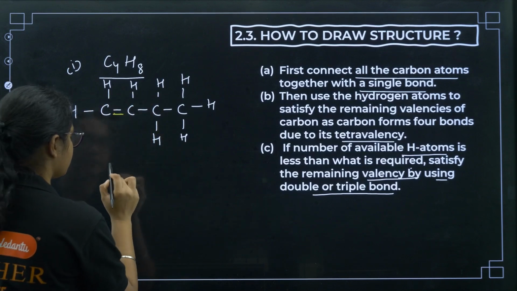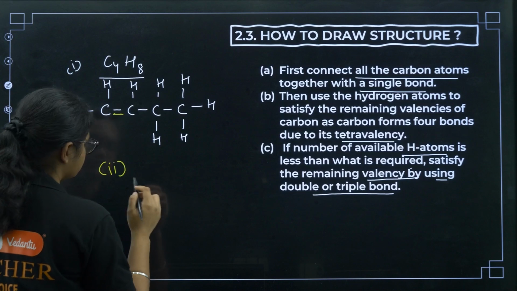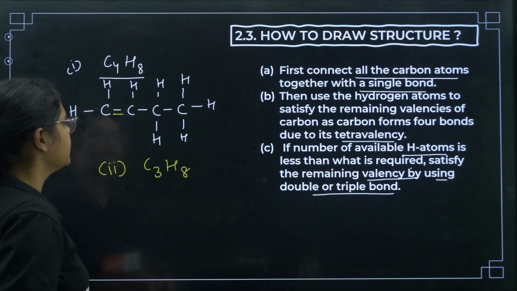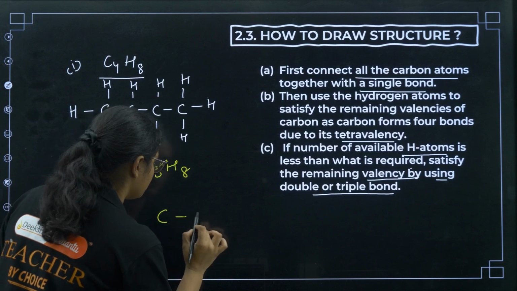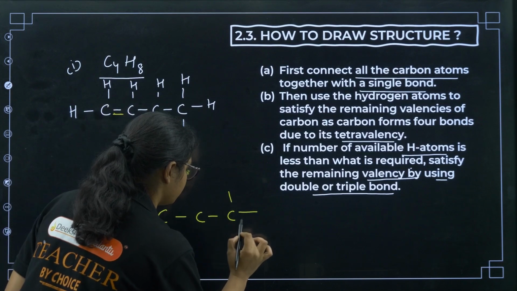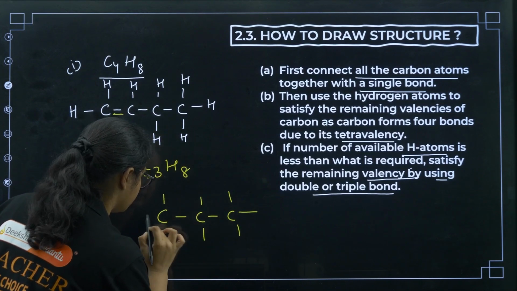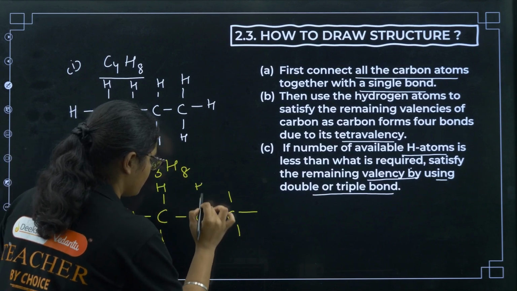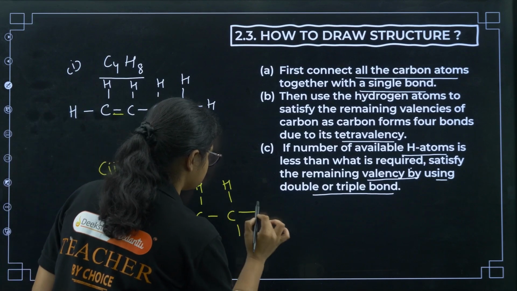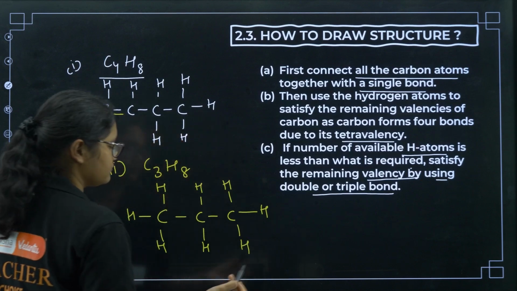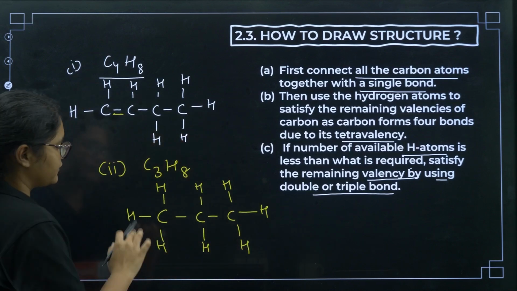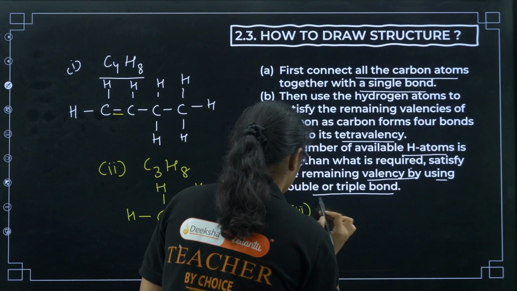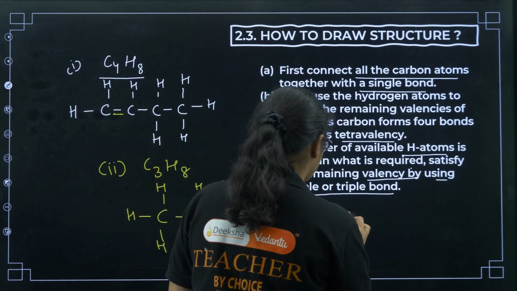Let us try another one, students. Let us do C3H8. So let me put all the 3 carbons, then we have 4 valencies, put it like this and fill it with hydrogen. 1, 2, 3, 4, 5, 6, 7 and 8, right? This is also done, 8 hydrogens are already there. Let us try one more option.